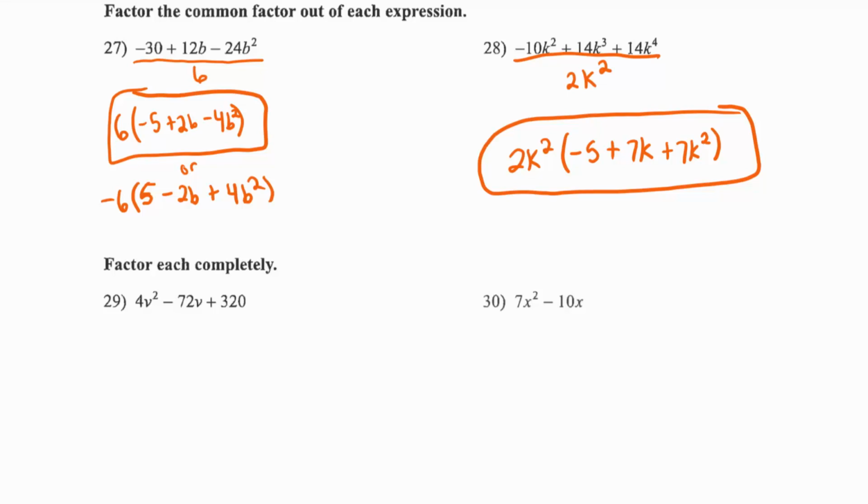On 29 here, it says factor completely. We definitely want to check, especially as big as these numbers are, do all of these divide by something? I keep doing really bad lines here. I'll change colors while I'm at it. All right, do all of these divide by, I don't know, maybe a 4? Because that would be super awesome. That would give me v squared and 18v and 80.